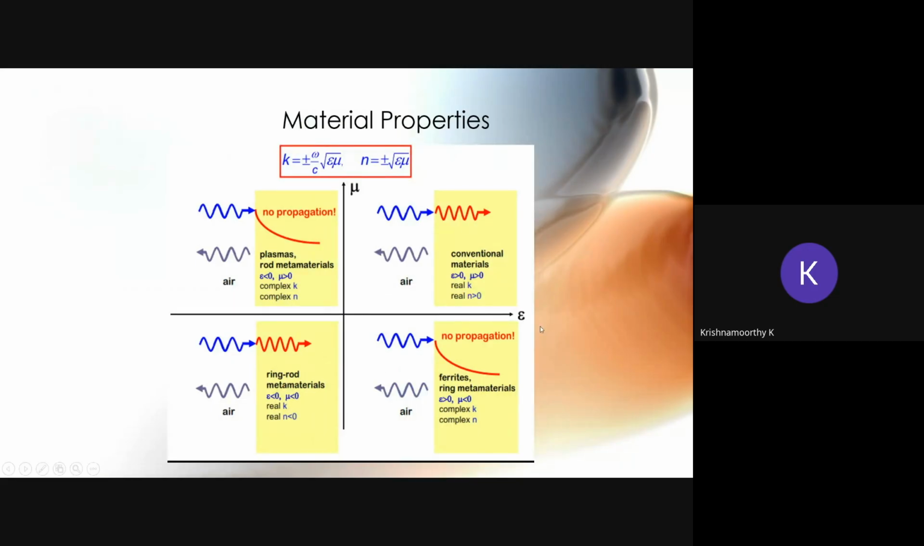The next slide shows what the wave characteristics are. The electromagnetic wave is entering from air into this particular medium. In the case of double negative and double positive media, the wave is going to propagate. But in the case of a single negative medium, where either epsilon is negative or mu is negative, the wave cannot propagate inside the medium. It is going to be an exponentially decaying case. So these are the characteristics of the material properties for the electromagnetic wave for the double negative, double positive, and single negative media.